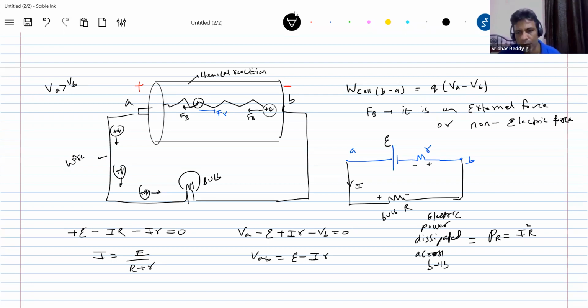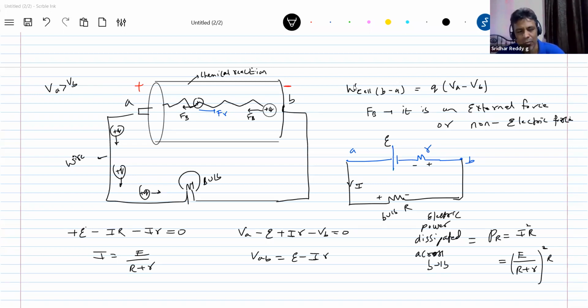What is I equal to? This should be E by R plus r, because of internal resistance. Earlier in the ideal case, the work done by the cell had no opposition to the flow of charge. Practically, opposition occurred. A part of the work done by the cell should be utilized to overcome that resistance. You know enough electrostatics, right? Just multiply Q into potential difference, you'll get energy.